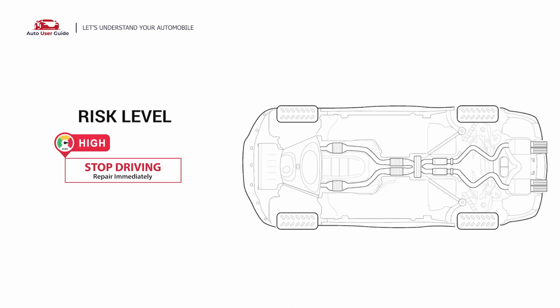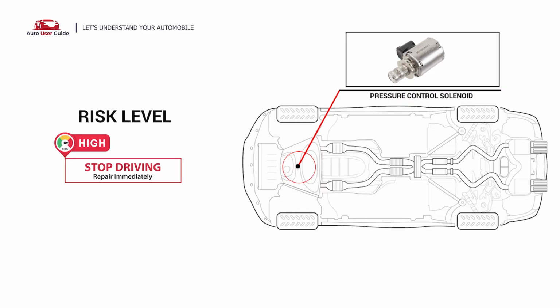The P2720 engine code indicates a transmission-related electrical fault, where your vehicle's Powertrain Control Module, PCM, reads an open or short circuit in the wiring for the D Pressure Control Solenoid. Under this circumstance, stop driving and repair your vehicle immediately.